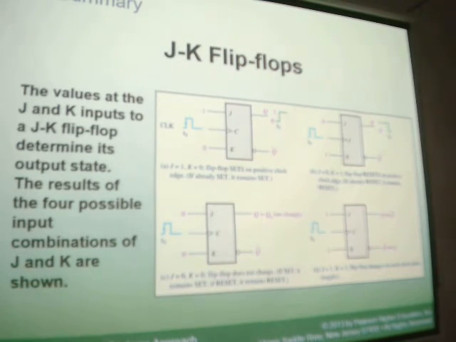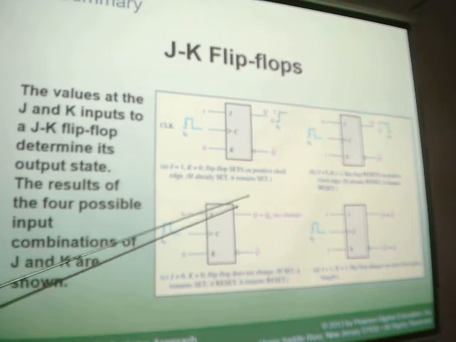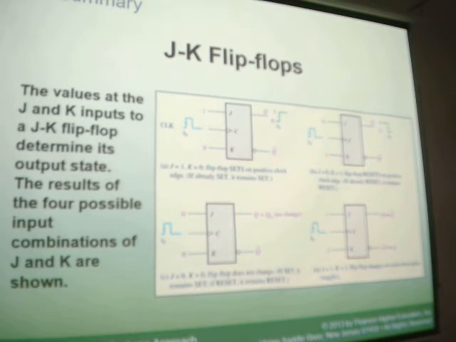And for the last combination, J equals 0 and K equals to 0. Right? J equals to 0, then this term is 0. And K equals 0, K bar equals to 1. So Q equals to Q. So the value will remain.